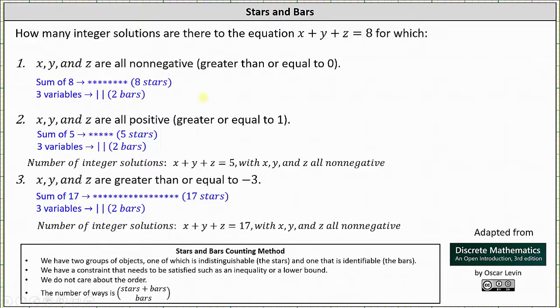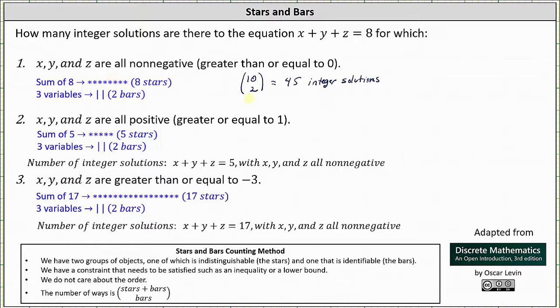From here, every string of length 10 with 8 stars and 2 bars indicates an integer solution to the given equation when x, y, and z are all non-negative, meaning greater than or equal to 0. The number of strings of length 10 with 8 stars and 2 bars is equal to the sum of the stars and bars choose the number of bars, which is 10 choose 2. And 10 choose 2 is equal to 45. There are 45 integer solutions to the equation x plus y plus z equals 8 when x, y, and z are all non-negative.